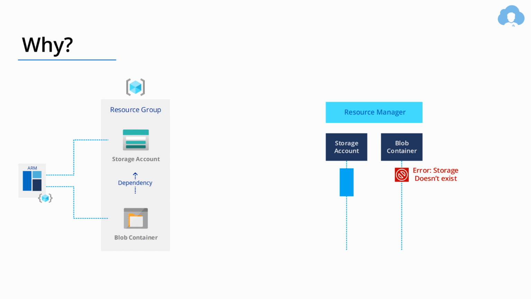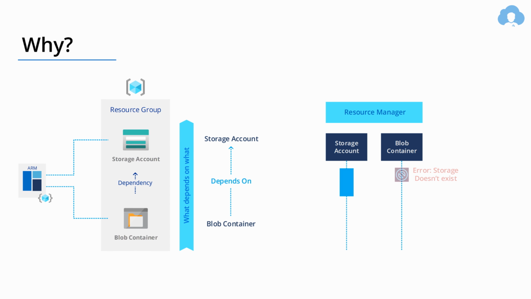So what you can do is create dependency. And to do that, you use depends on blocks. And they pretty much read like a sentence. In this case, blob container depends on storage account, which is pretty much your way of saying to Resource Manager that it should deploy storage account before starting deployment of the blob container. And this is how you pretty much do it.